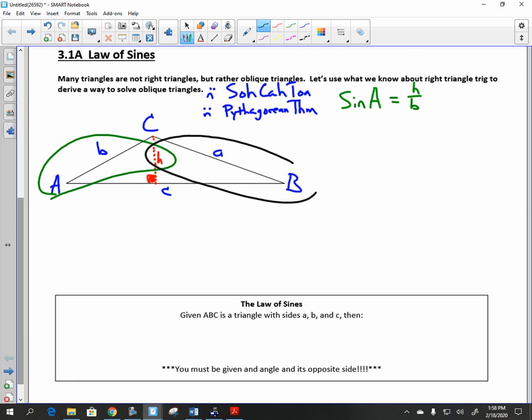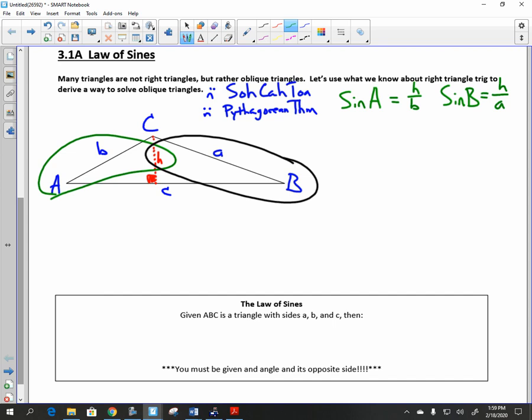Can anybody think of a trig function, sine, cosine, or tangent, that deals with those three? It's sine as well. In fact, I could write sine of B is equal to what? H over A. You're almost there. See, when I'm given triangles, I'm often not given that height piece in the middle there. So I want to get rid of H. Look at these two expressions. What do they both have in common? They both have an H.